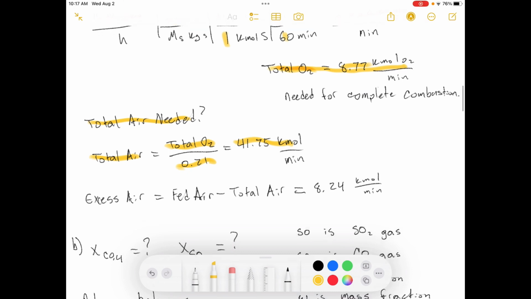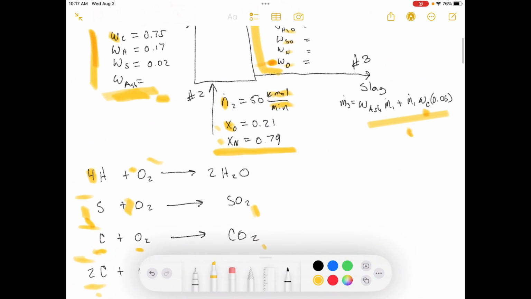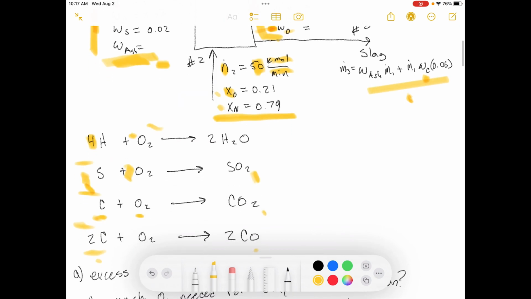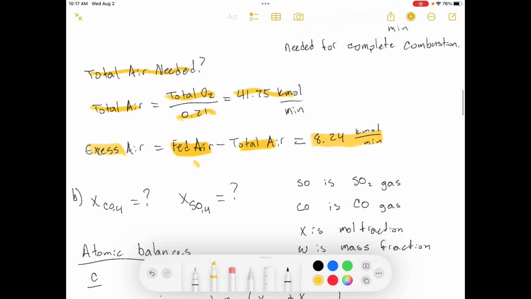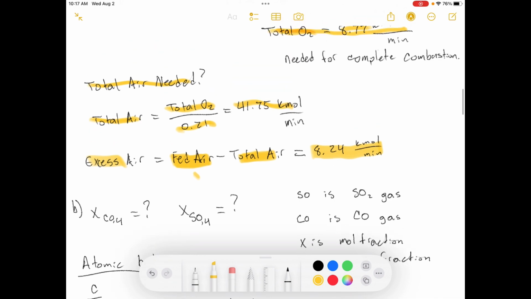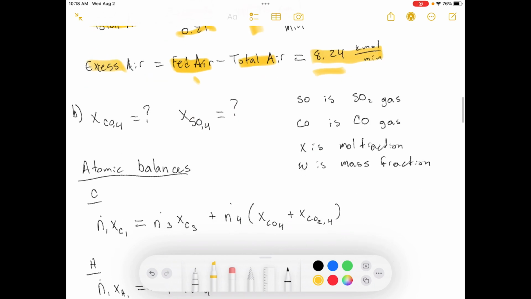Okay, so what's our excess air? We have to look at excess air is the difference between how much you feed and how much you need. Okay, and that is 8.24. So how much did we feed? We feed 50, I believe. Yeah, 50 kilomoles, right? And we need 41. Okay, so there you go.